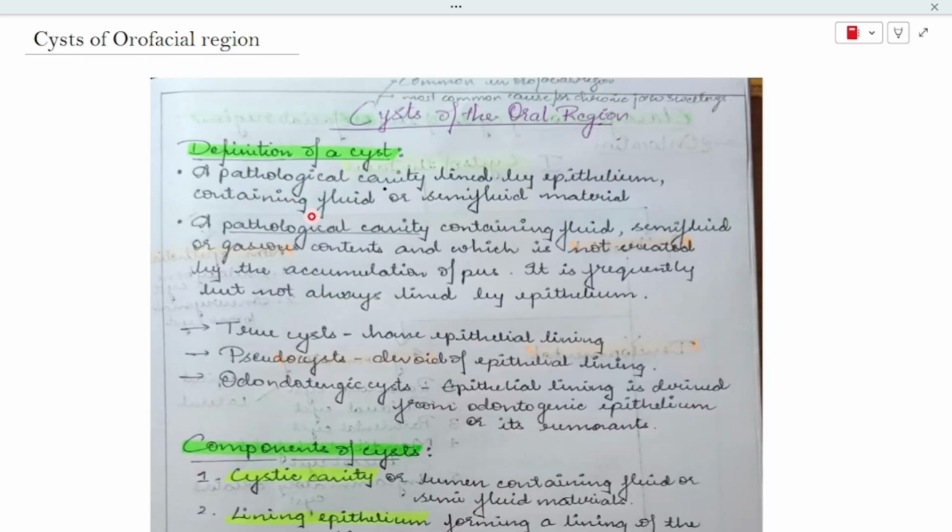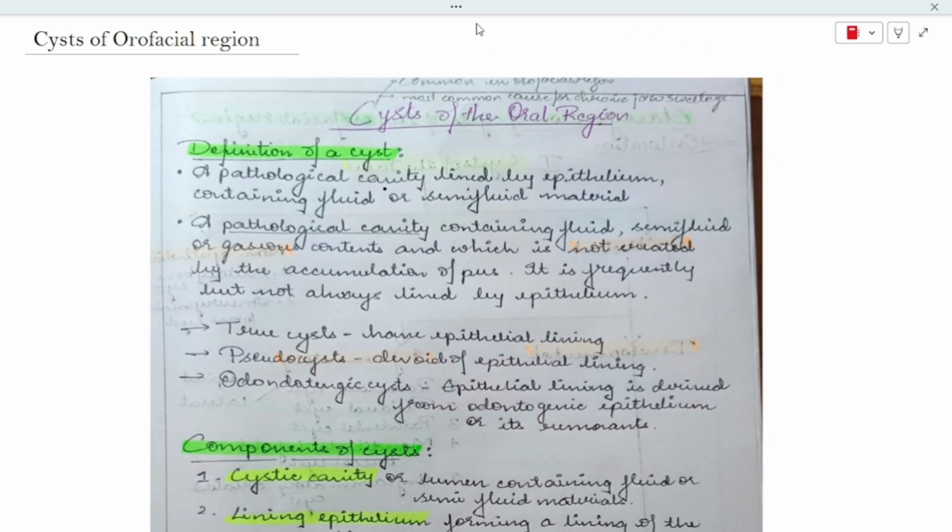We'll start with the definition. A cyst is a pathological cavity that is lined by epithelium. That cavity contains fluid or semi-fluid material. This definition is given by Schaefer. Whereas another important definition to know: it is again a pathological cavity that contains fluid, semi-fluid or gaseous content, and it is not created by accumulation of pus. This is something you must remember. It is frequently but not always lined by epithelium.